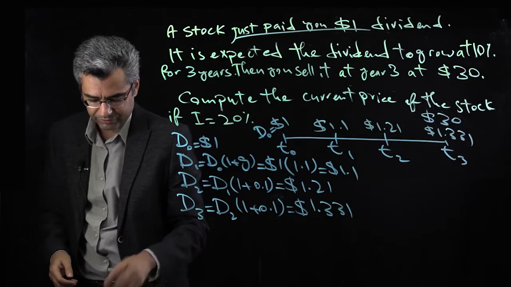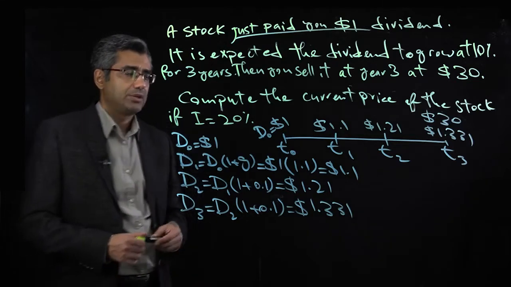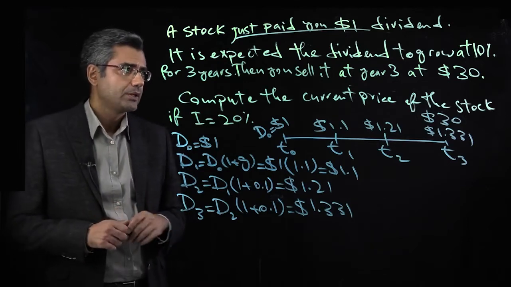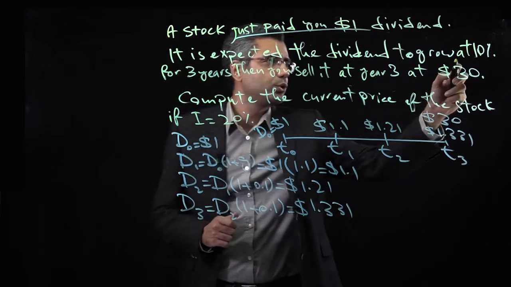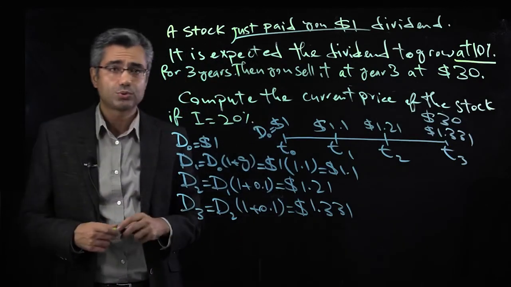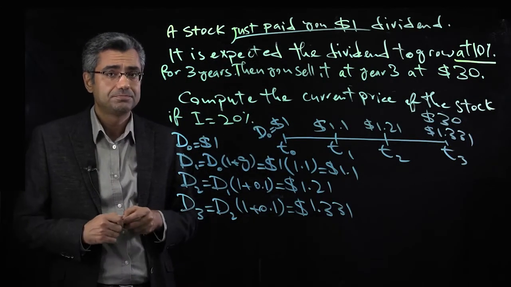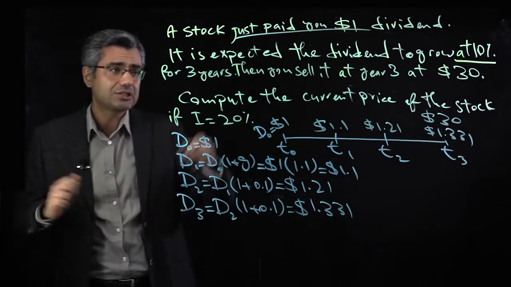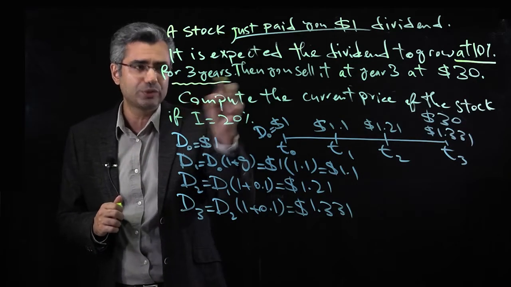We want to discount the future cash flows to the present time, but can we use the Gordon growth model? As you can see, the dividend is growing at a constant 10% growth rate. Can we use the Gordon model? No. The reason is that it's not growing forever. It's just growing for 3 years.